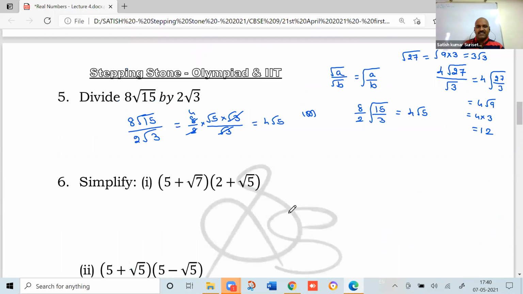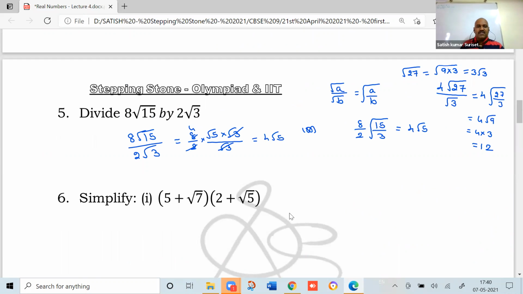Next, simplify. So when you want to simplify products like this, in polynomials, you know how to take the product using the distributive property. That is term-wise product you have to take. So 5 plus root 7 into 2 plus root 5. So when you want to take product, term-wise you have to take product. That is 5 into this entire. So you should write this as 5 into 2 plus root 5 plus root 7 into again 2 plus root 5. Now, tell me what is the next step? 5 into 2 plus root 5. What should I write?